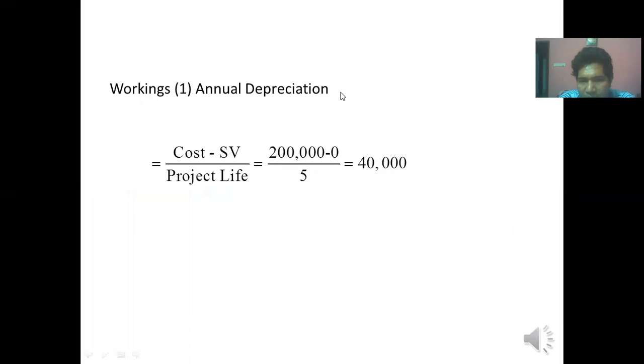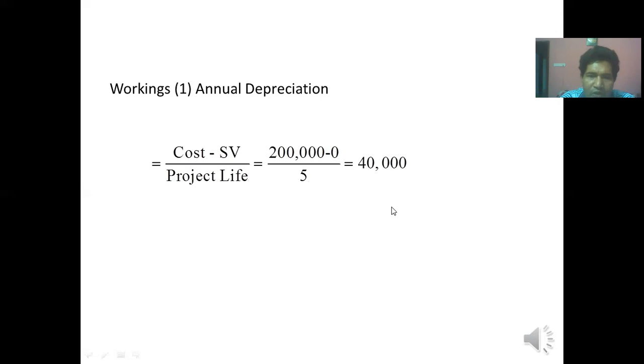So now we can go forward with annual depreciation. What will be the depreciation? We know the formula of depreciation: cost minus salvage value divided by project life. There is no salvage value. Cost of the project 200,000 minus salvage value 0, project life 5 years. So yearly annual depreciation is 40,000.